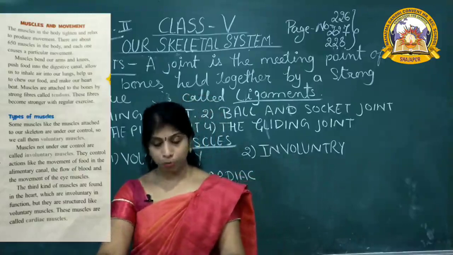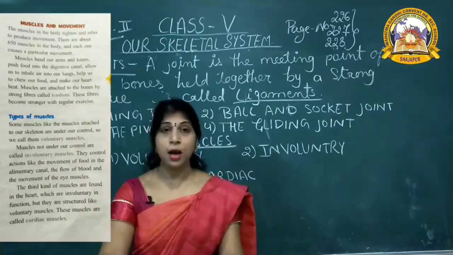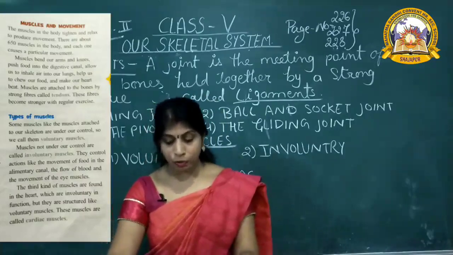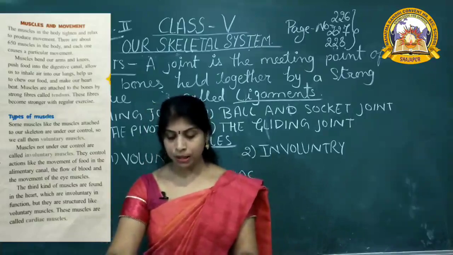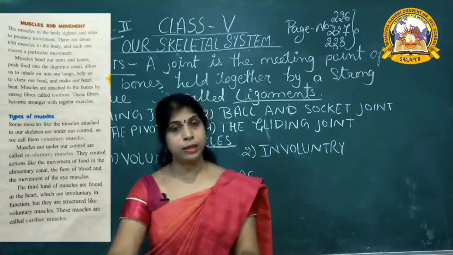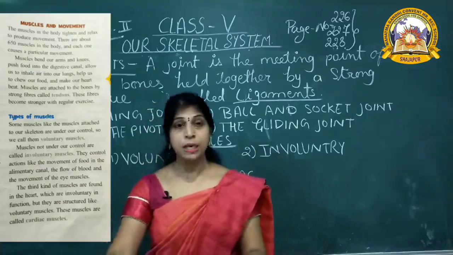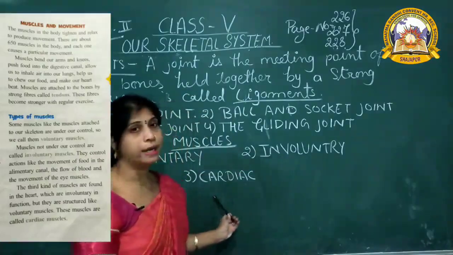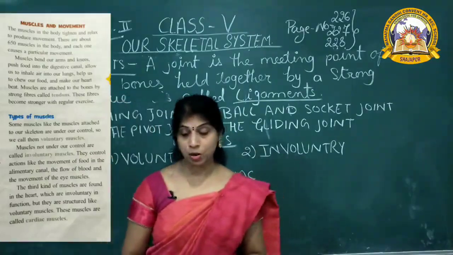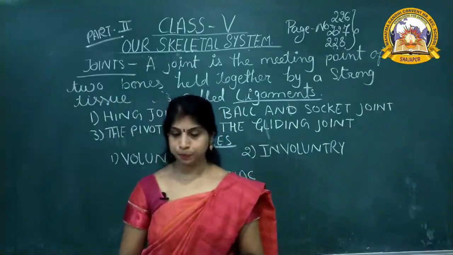The third kind of muscles are found in the heart, which are involuntary in function, but their structure looks like the voluntary muscles. These muscles are called cardiac muscles.